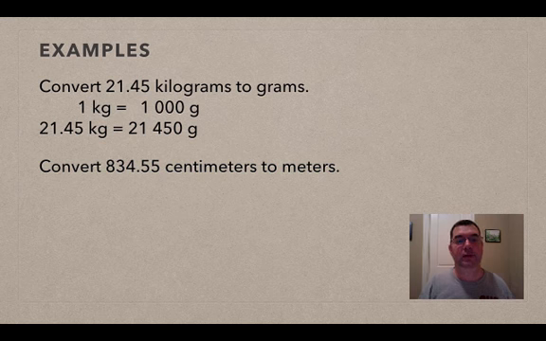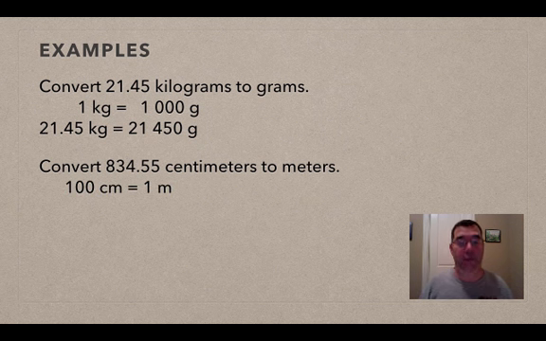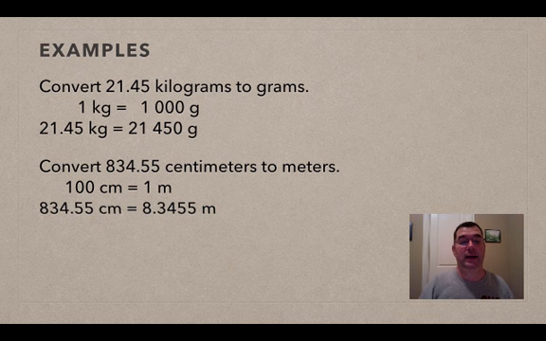Then if I wanted to convert 834.55 centimeters to meters, then I know that 100 centimeters is equal to 1 meter. And if I multiply both sides by the same thing again, I get 834.55 centimeters equals 8.3455 meters. So those are just a couple of examples of converting using those prefixes.